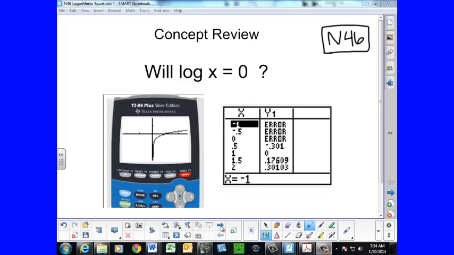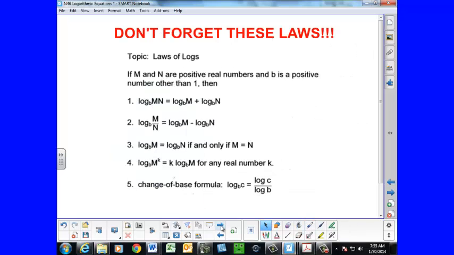These are the notes for N46 logarithmic equations. Let's look at a concept right quick, whether or not the logarithmic function will cross the origin. Whenever the log of x is equal to 0, you can see that x equals 1, and we can see that it is not going to cross 0. So as we work these problems, just remember x cannot be less than 0. It has to be greater than 0.